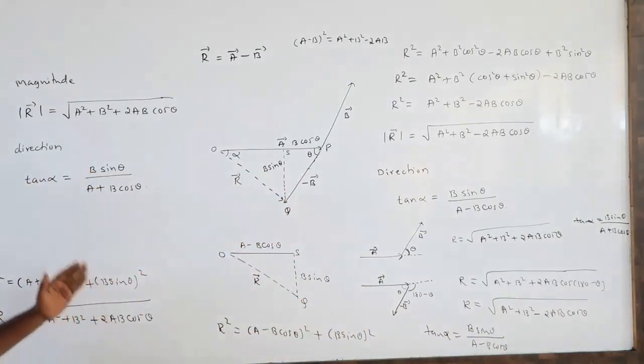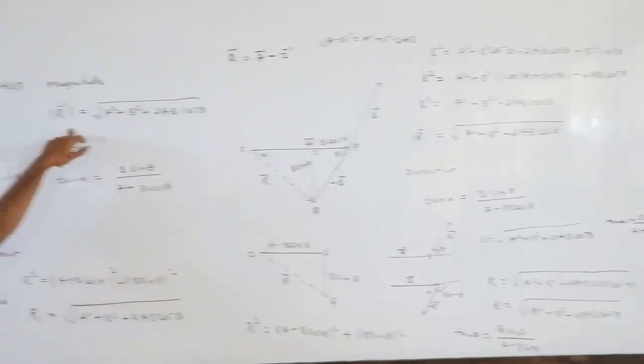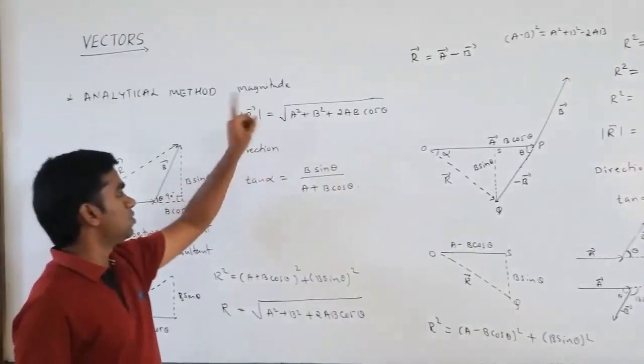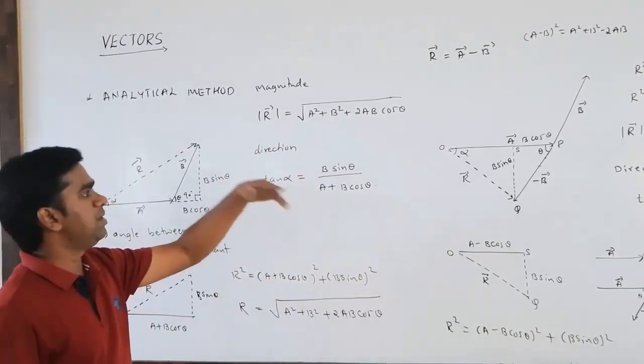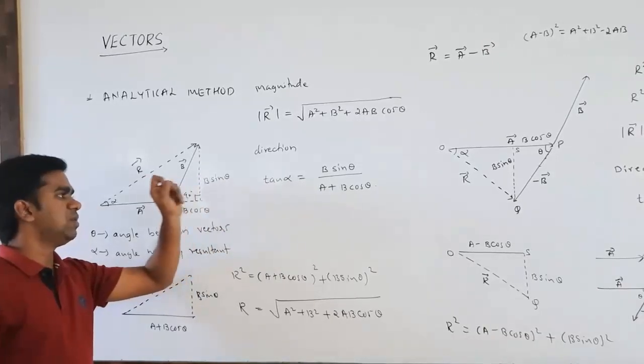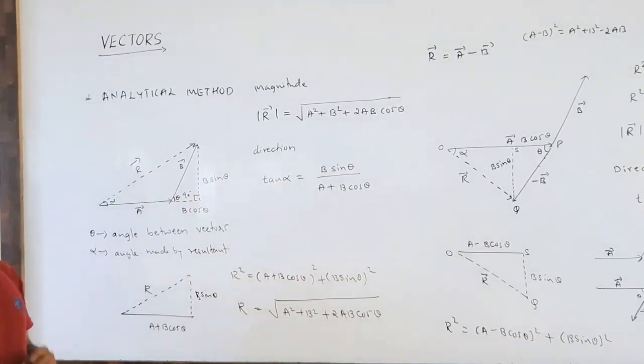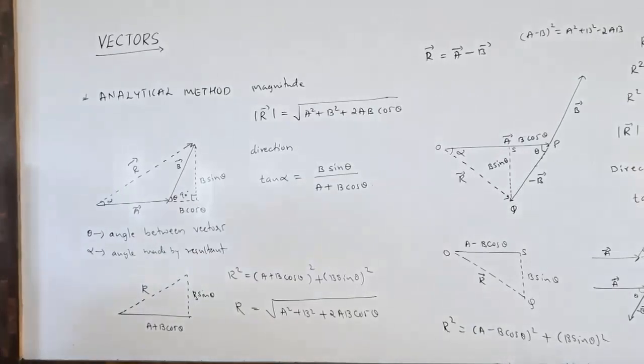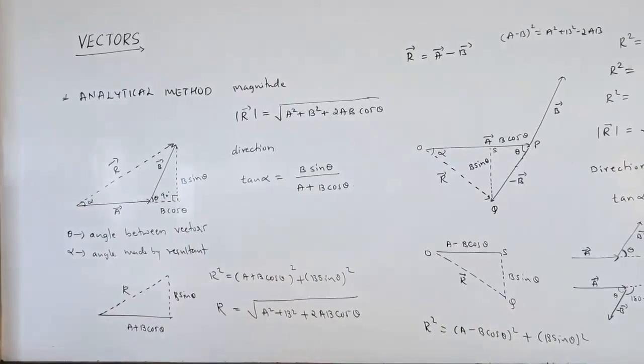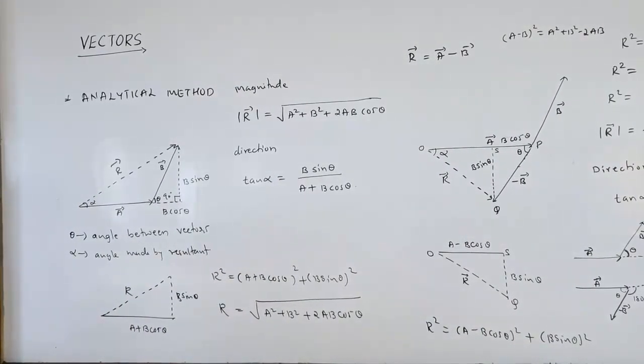Just try to remember only this formula. This is going to help you a lot. R equals square root of a square plus b square plus 2ab cos theta, and tan alpha equals b sin theta divided by a plus b cos theta. Okay, so very important formula. Try to remember it properly.